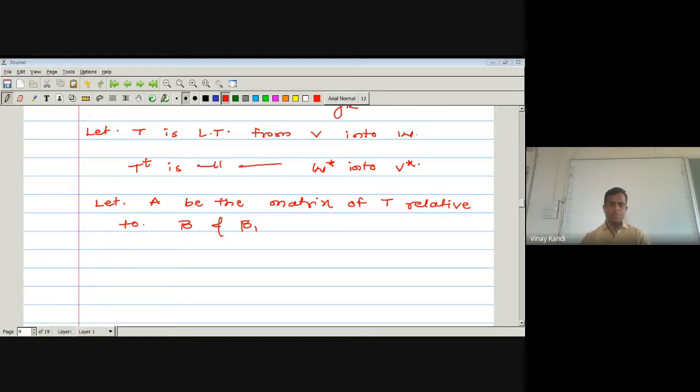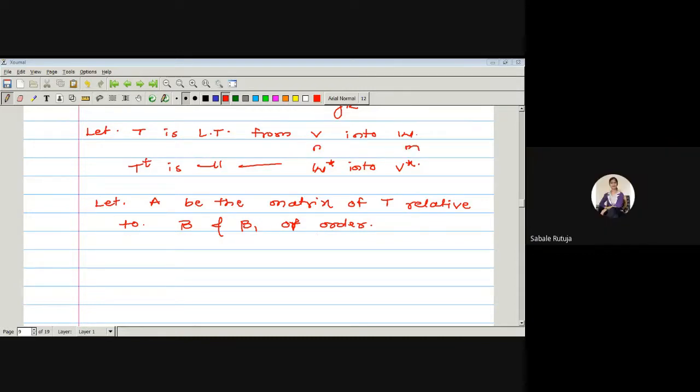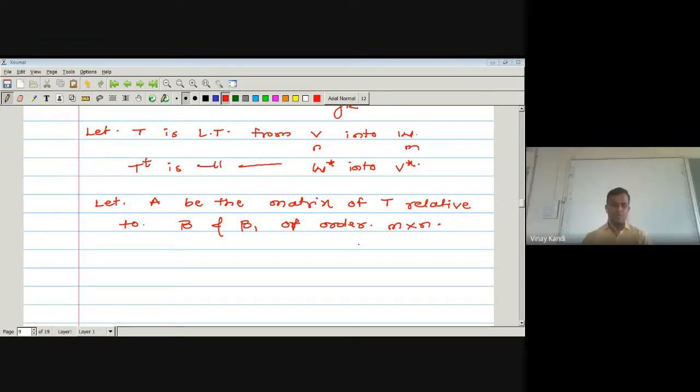Of what order? Of order m cross n. Then we have A is equal to small aij, of order m cross n. A is the matrix of T relative to the basis beta and beta 1. Then what is the order of A? A is equal to aij with order m cross n.